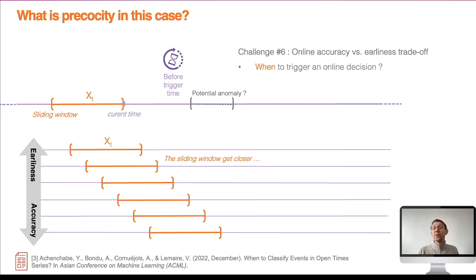This quality versus earliness trade-off has been formalized in the particular case of early classification of events in open time series. To learn more, you can read the article which is given as a reference at the bottom of the screen. This work will be continued to address the general case of machine learning-based early decision making.